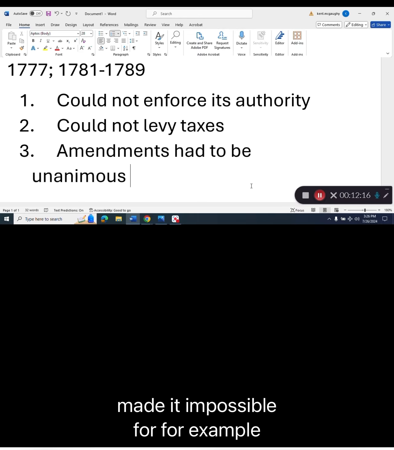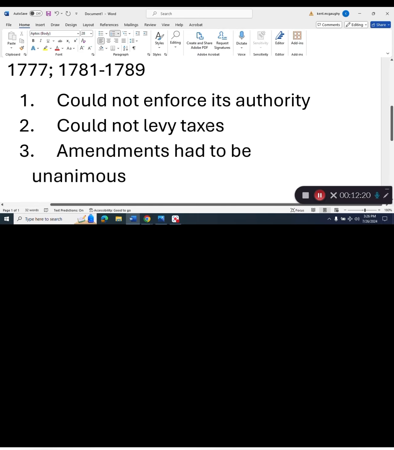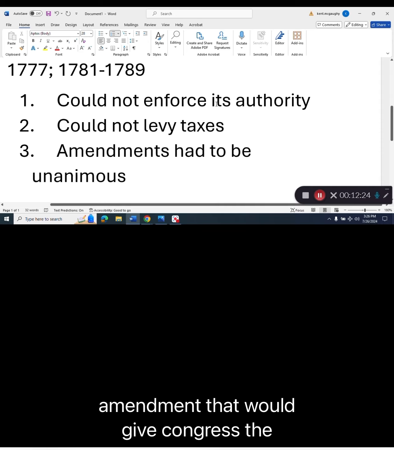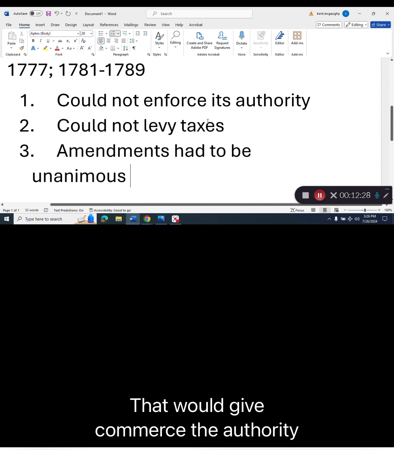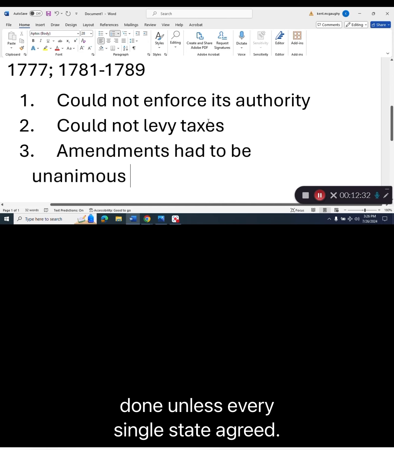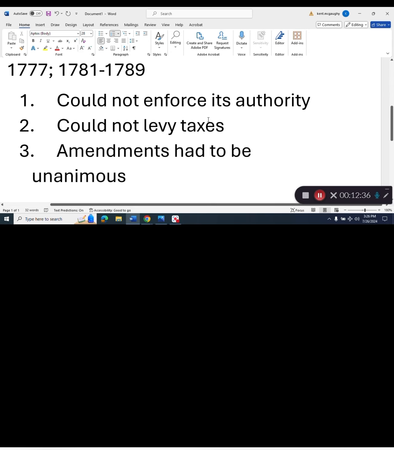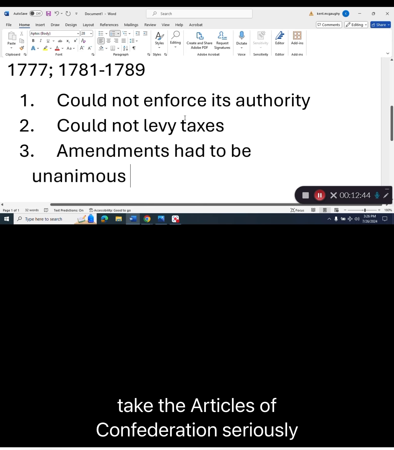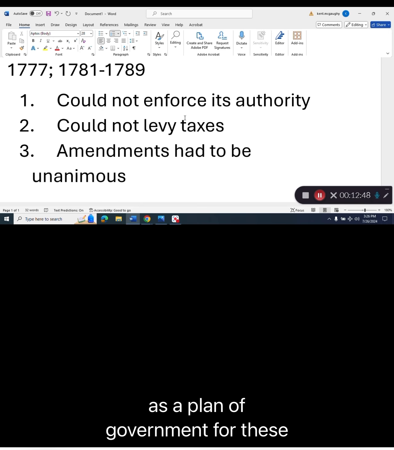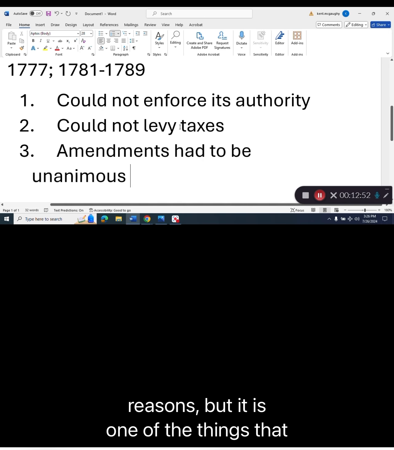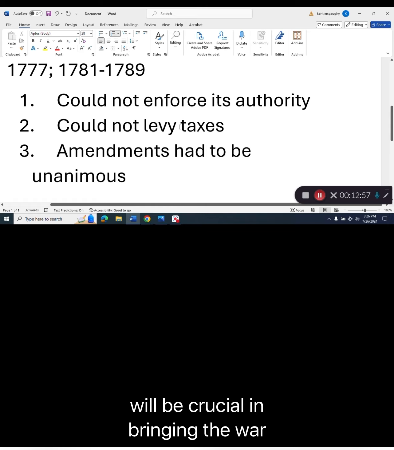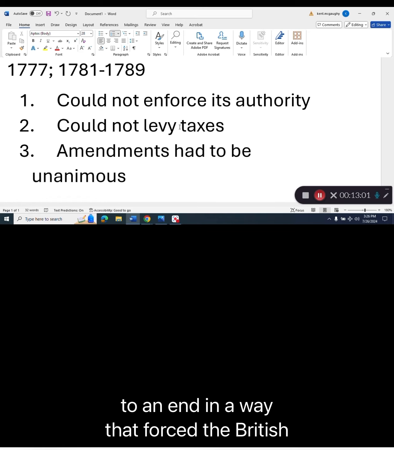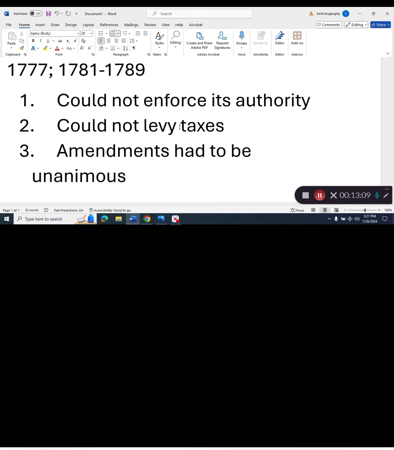It made it impossible, for example, for members of Congress to pass an amendment that would give Congress the ability to enforce its authority, that would give Congress the authority to raise revenue. That could not be done unless every single state agreed. And so, again, it's very difficult to take the Articles of Confederation seriously as a plan of government for these reasons. But it is one of the things that will be crucial in bringing the war to an end in a way that forced the British to recognize American independence.